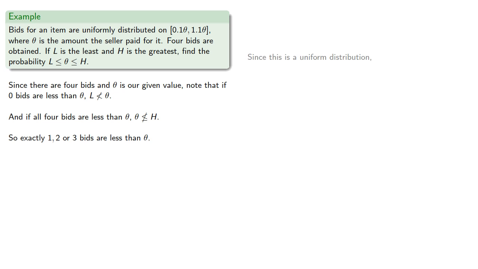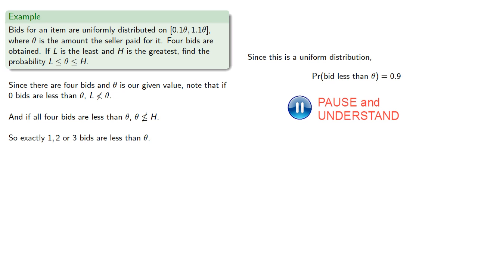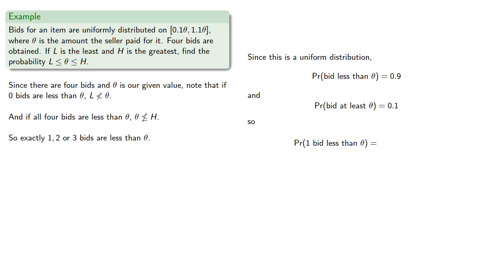Since this is uniform probability distribution, the probability a bid is less than theta, well, that's actually 90% of our interval, so that's 0.9. And so the complementary probability is 0.1. And so we can use the binomial probability distribution to find the probability that 1 bid is less than theta, 2 bids are less than theta, or 3 bids are less than theta.